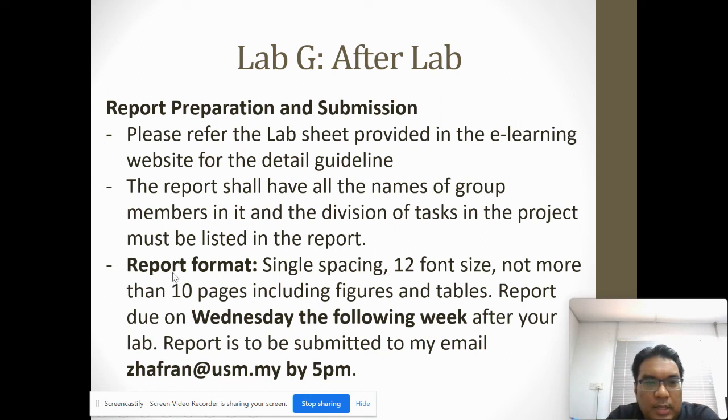Okay, for my side, the report format is single spacing, 12 font size, and not more than 10 pages, including the figures and tables. The report is due on the Wednesday of the following week, meaning that if you conduct the lab this Thursday, you need to submit next week on Wednesday before 5 p.m. at my email zafran@usm.my. Okay, the report can be written using a computer, no problem on that.